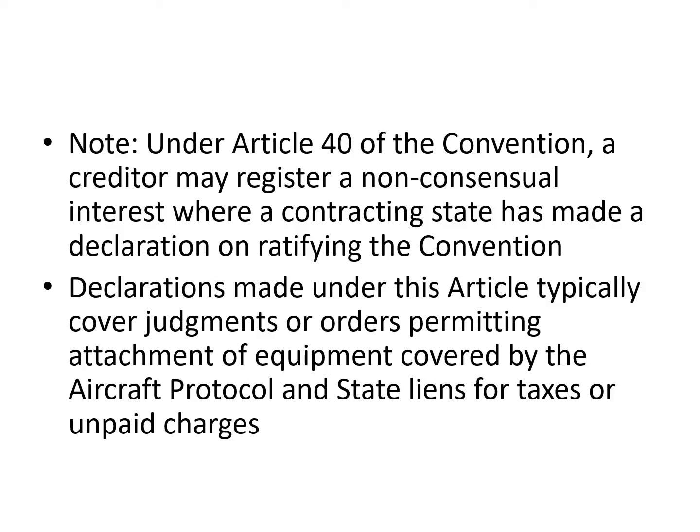Declarations made under this article typically cover judgments or orders permitting attachment of equipment covered by the aircraft protocol and state liens for taxes and unpaid charges. Essentially what you're doing in Article 40 is elevating certain types of interests which arise more by statutory order. So for example, taxes, unpaid airport charges, and so on. These charges will take ahead of a registered charge, which is ordinarily taken under the Convention.